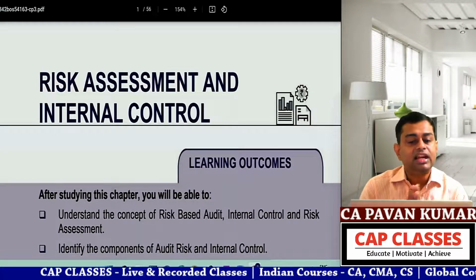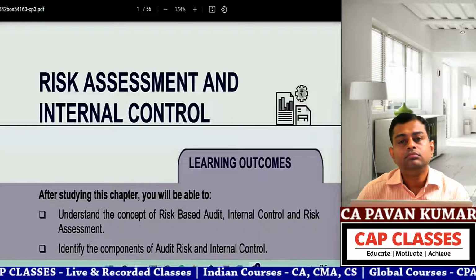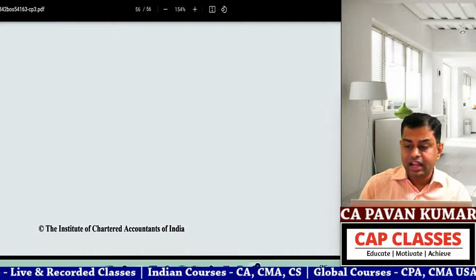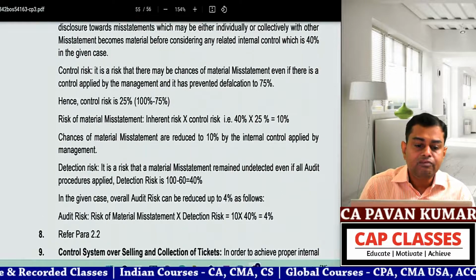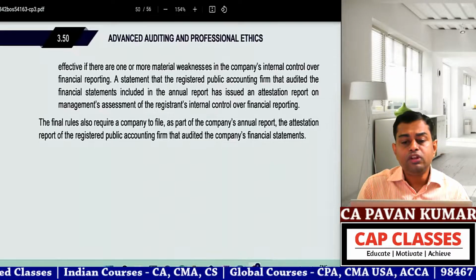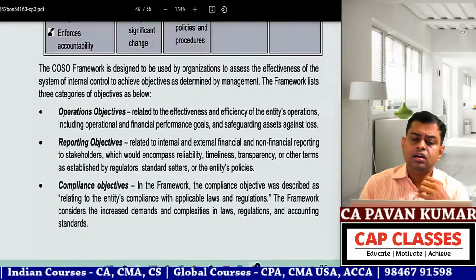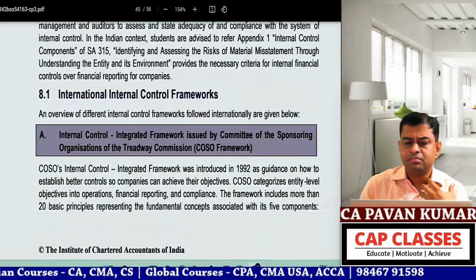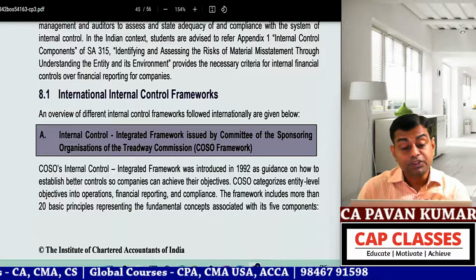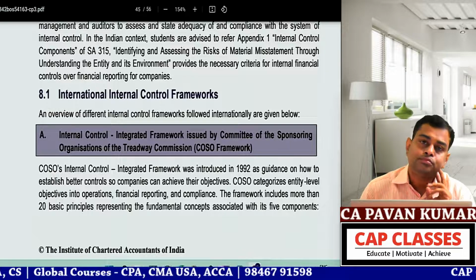So open the ICA study material, chapter number 3, page number 1. First let me go to the end of the material. Before that, the questions they have given, the test your knowledge questions. Before that they have given some A, B, C, D, E. Let us see, by any chance these are international frameworks. Okay, this was not there in the earlier materials. If you open the earlier CA Final materials, this was not there.